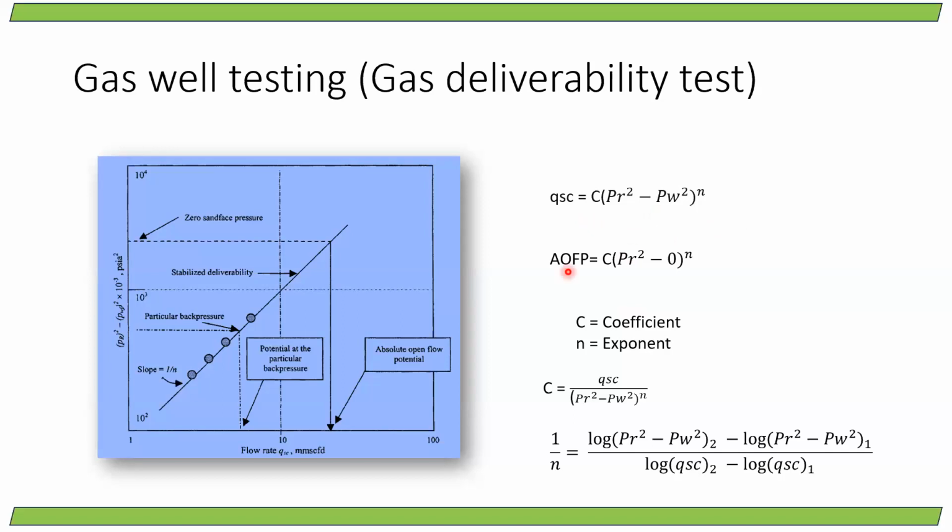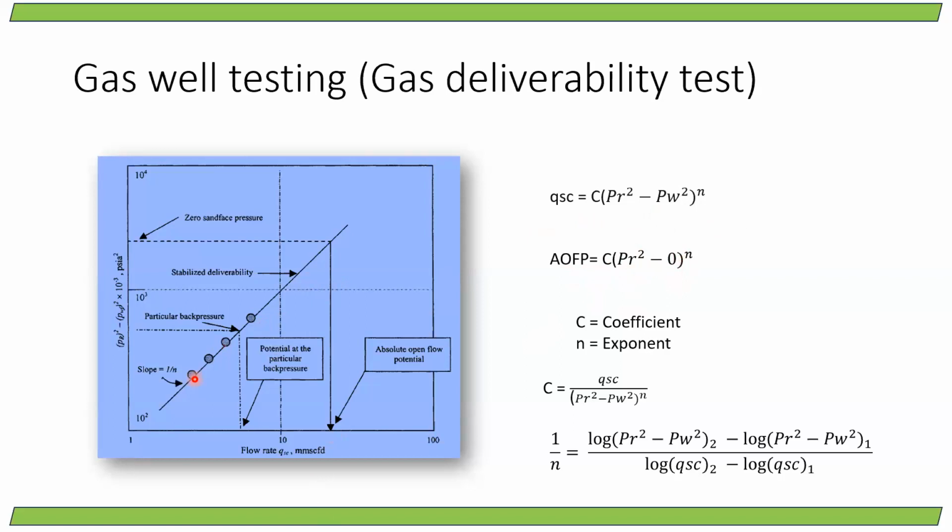Okay, for maximum flow rate AOFP, C into (PR square) power N, since Pwf is equal to 0. We already discussed earlier, for AOFP, PW will be 0. Here also for AOFP, PW will be 0. The same concept will continue here also. But before that, you need to estimate the value of C and N. If you know these two values, you can start constructing other points.